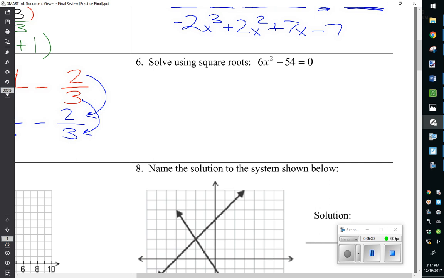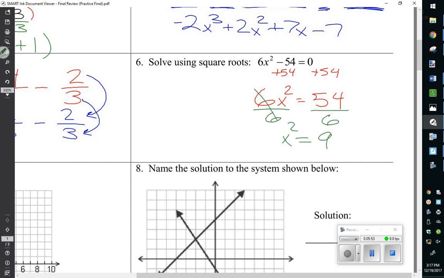Number 6, solve using square roots. We're just getting x by itself. Add 54. Oh, that looks super ugly. Let me try that again. Add 54. 6x squared equals 54. Divide by 6. Divide by 6. X squared is 9. And then finally, to get x by itself, I'm going to square root. x is equal to plus or minus 3.